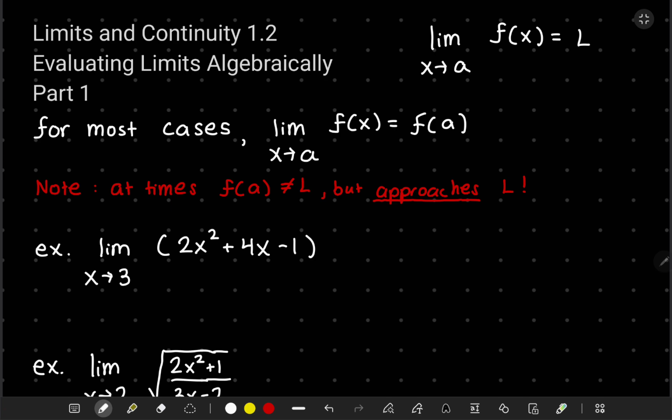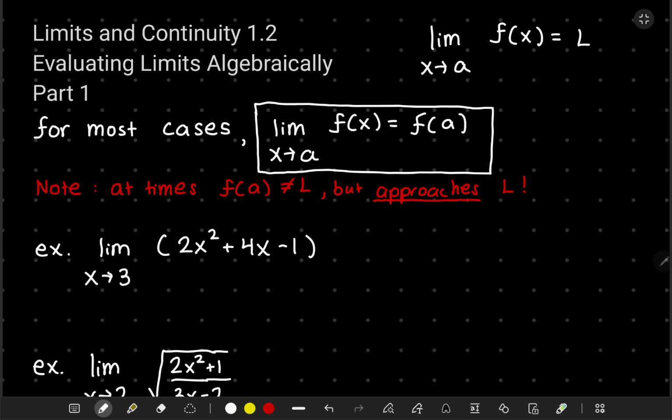And for most of the cases, we don't have to look at a table. We sometimes look at a graph, but for the most part, we get to evaluate it algebraically. For most cases, we can generalize limits to this. Because in most cases, I can just notice on the graph that it looks like I can just plug it into the function. That the limit as x approaches a of f of x can be just me plugging it in when x equals a.